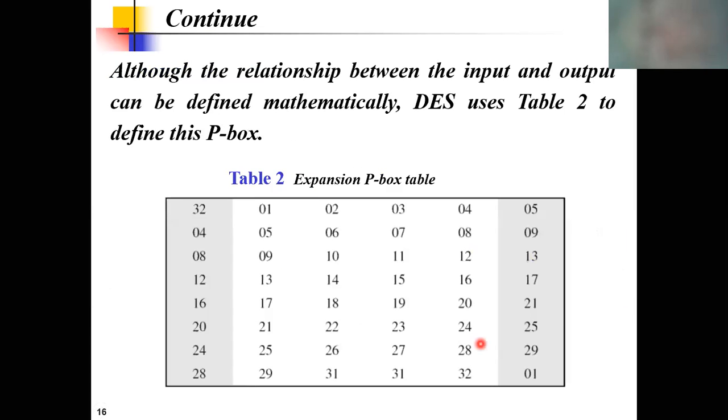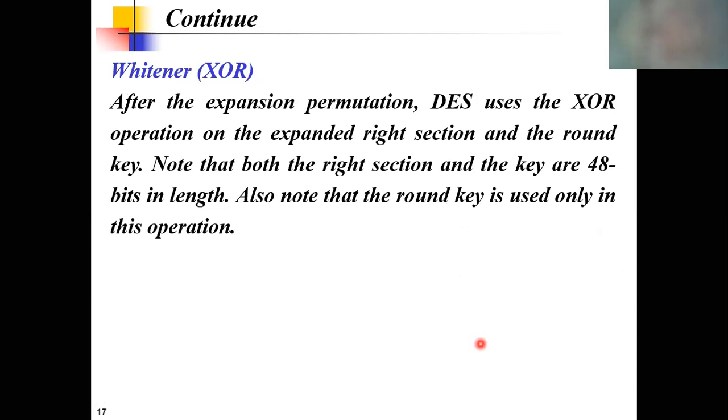So, dear student, the expansion P box is given in terms of tabulated values in table 6. You can realize this as we have realized the initial and final permutation P boxes. Next is the whitener, which means to say XOR after the expansion. DES uses an XOR operation on the expanded right section and the round key. Note that both the right section and the key are 48 bits in length. Also note that the round key is used only in this step.